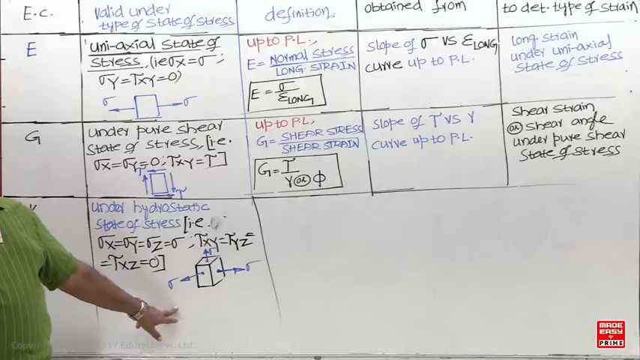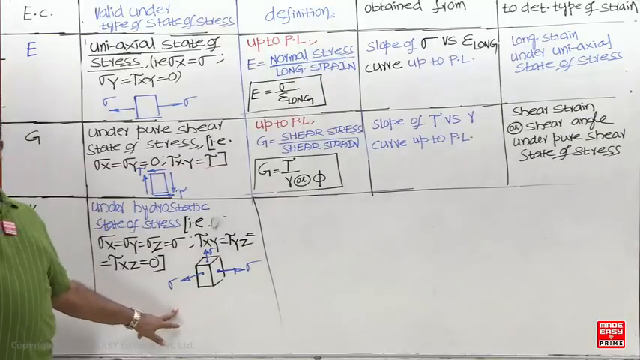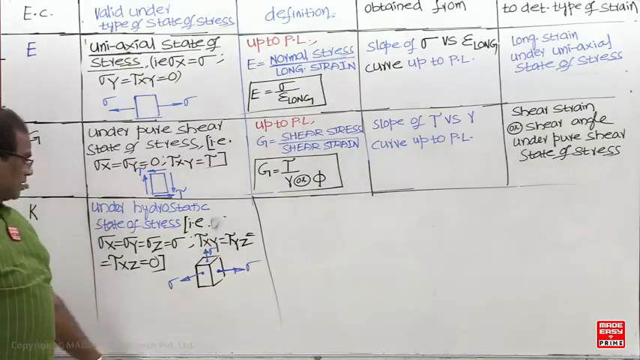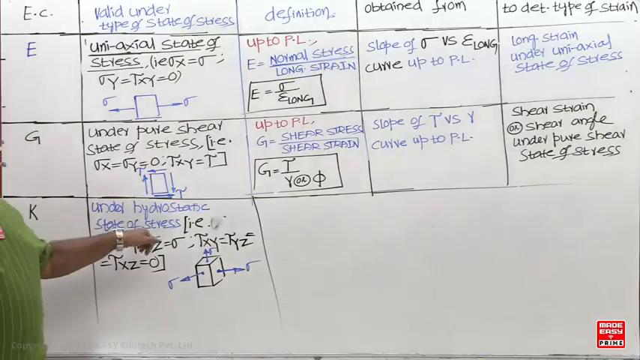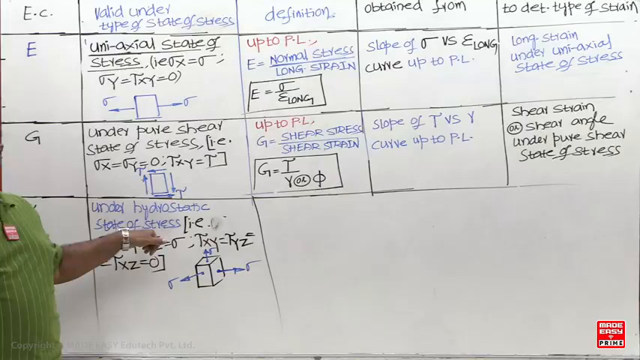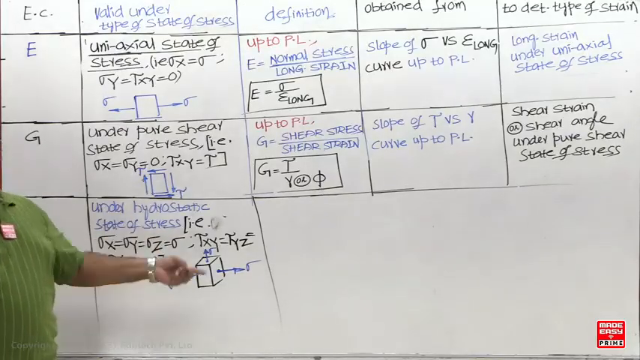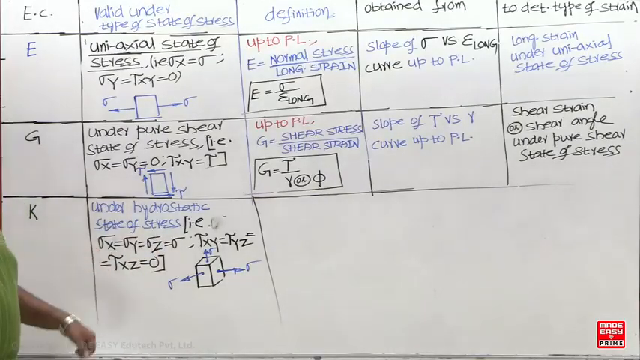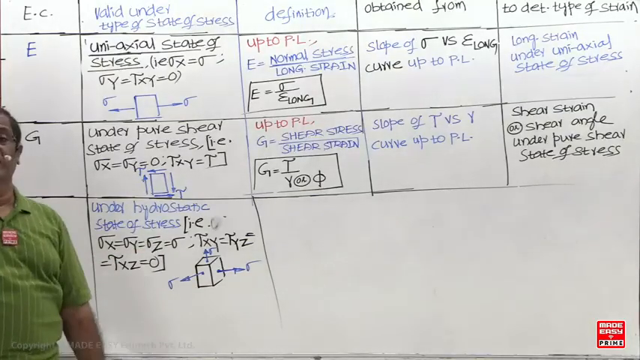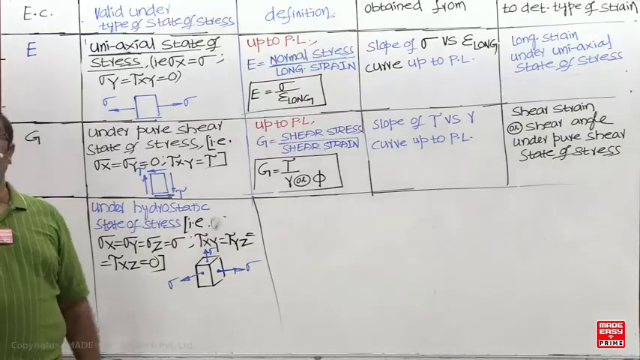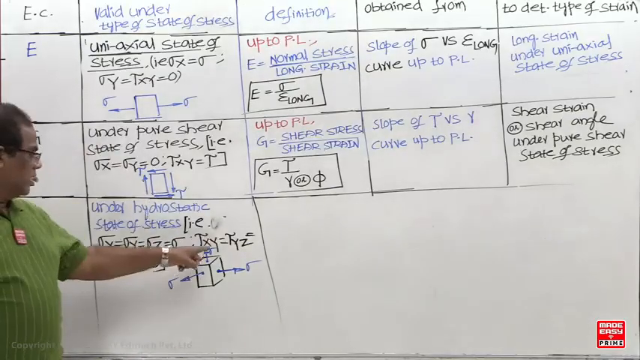If I write down the matrix, what matrix are you going to get? Only diagonal elements; the non-diagonal elements are all 0. So how do we define the hydrostatic state of stress? A point is said to be under hydrostatic state of stress when normal stresses in 3 mutually perpendicular directions are equal and like in nature only. Only means the shear stresses are 0.